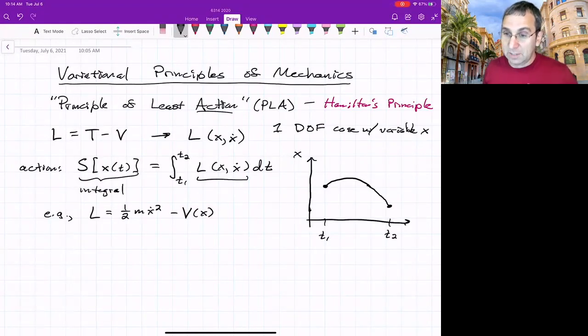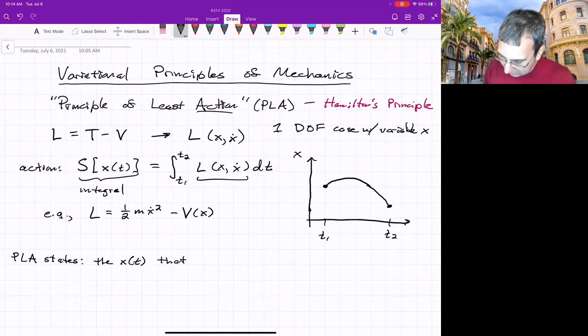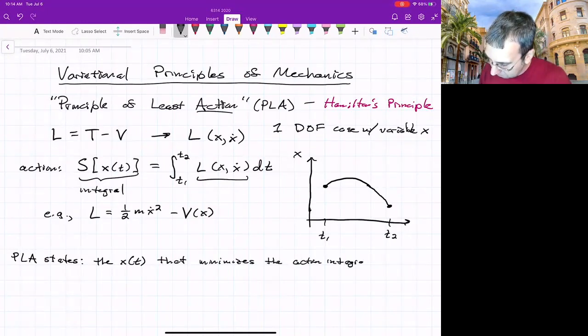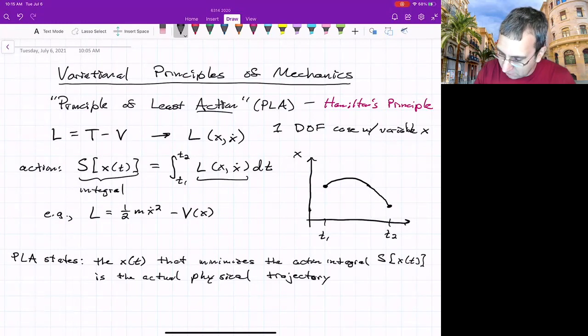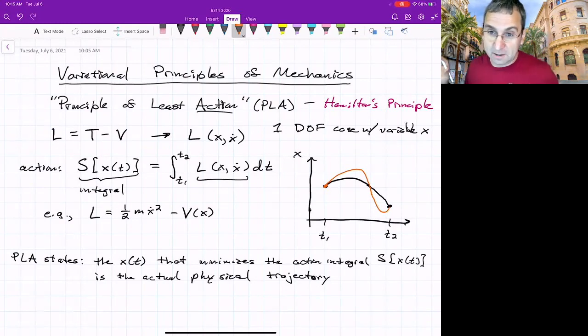Here's what the principle of least action states. It says that the x of t, so the function that minimizes, that's where the least comes in, that minimizes the action integral S of x, is the actual physical trajectory. Meaning there could be other paths, other x's, and maybe they do some other stuff. But for this orange path, I could calculate the integral.